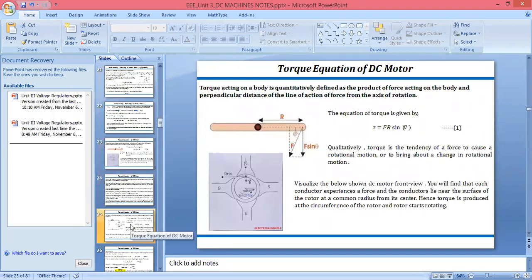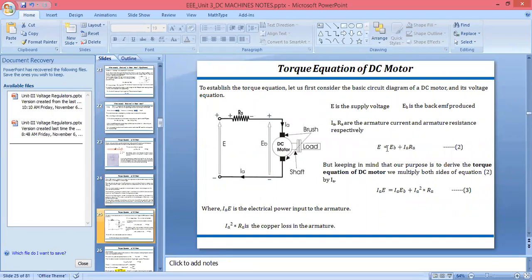So what we can do is multiply that equation on both sides by IA. If we multiply equation 2 by IA, what will our equation become? IA into E equals IA into EB plus IA into IA RA. I can write IA square into RA. But we know IA square RA is nothing but the power loss, the copper loss, because IR is nothing but V, and one IA is remaining.